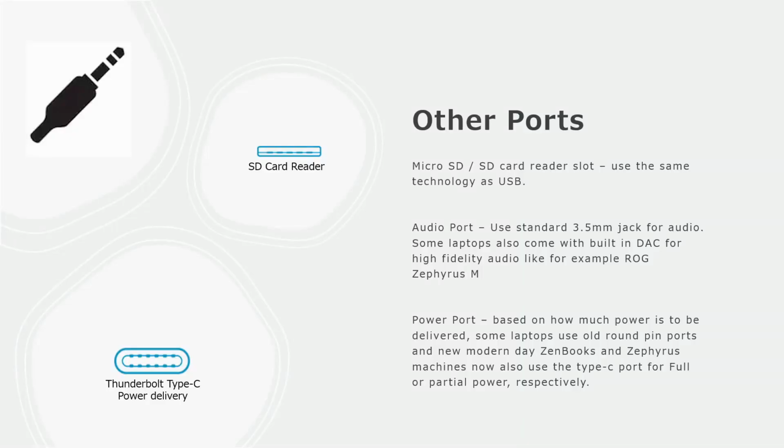Beyond these, you only have SD card slots, audio jacks for audio, and power delivery ports, which are much simpler and different from laptop to laptop. Some modern day ZenBooks and Zephyrus machines now also use USB Type-C ports for full or partial power respectively. So that concludes the different types of ports you will find on an ASUS laptop.